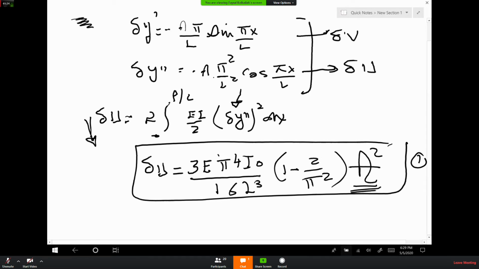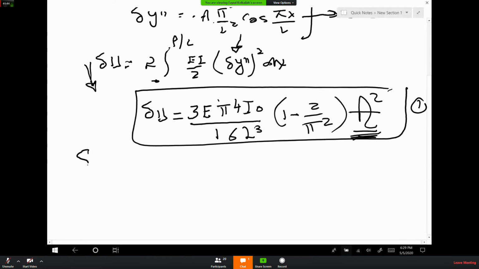So I got here A into the second order. And then same way, move this up, I get the delta K.